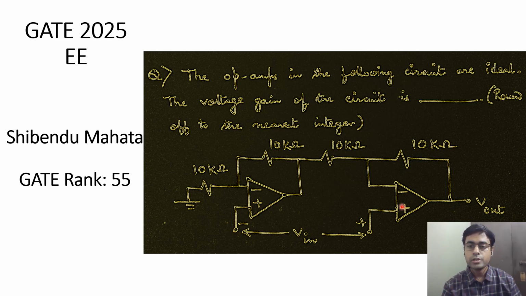This is a typical two op amp structure, a cascade of op amps where the output of the first op amp is fed to the inverting input terminal of the second op amp, and the voltage that is applied to these two op amps is in differential form. If we regard this as V in, the positive polarity is applied to the plus terminal of the second op amp, and the negative polarity is applied to the plus terminal of the first op amp.